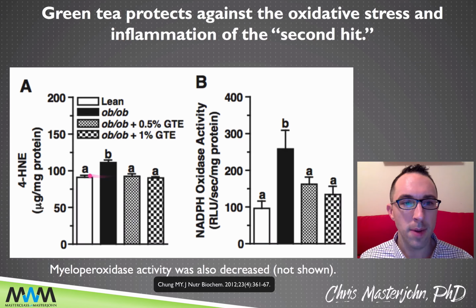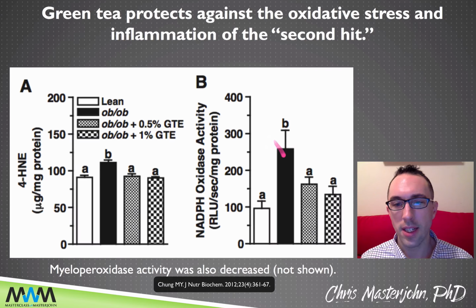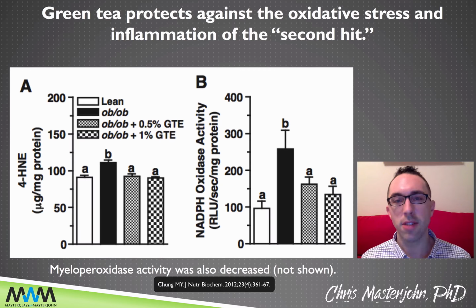Now you can see that lipid peroxidation increases in the ApoB mice, and green tea extract brings it back down to normal. Inflammation increases in the ApoB mice. Green tea extract brings it back down almost to the level of the normal controls. Thus, green tea extract protects against not only the first hit, but also the second hit of non-alcoholic fatty liver disease in ApoB mice. That is, it protects against the oxidative stress and inflammation that characterizes NASH.